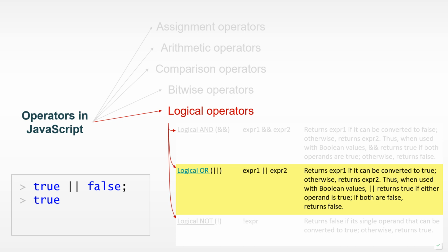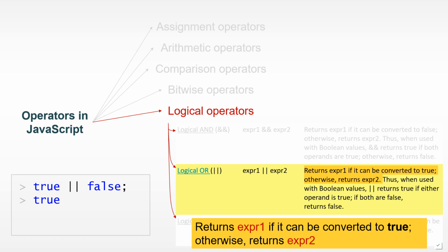If we look at the description given in the MDN docs, we see the following. Return expression 1 if it can be converted to true, otherwise return expression 2. Of course, if you had seen the section on the AND operator, this should seem familiar. We are again following similar logic here. But let us think about the practical implications of following these instructions. Return expression 1, this would be the left-hand side expression, if it's converted to true.